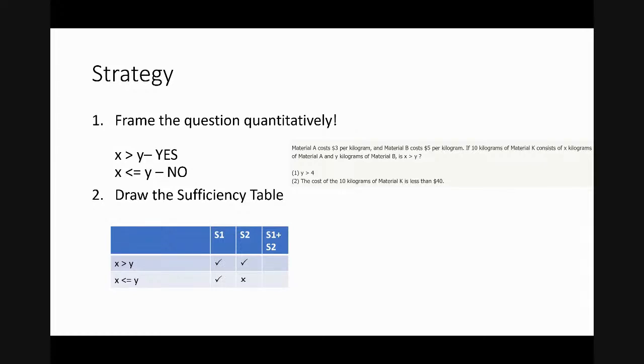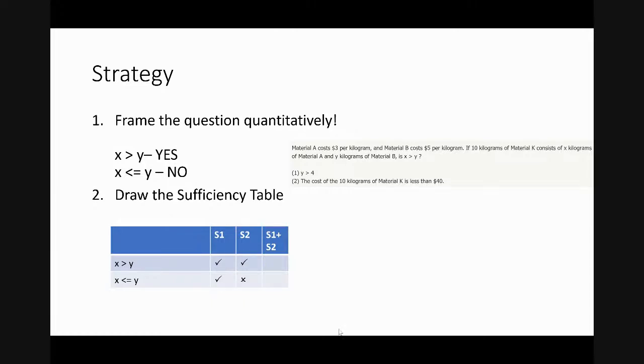All right, so because I have already proven that statement 2 by itself is sufficient and statement 1 by itself is insufficient, I don't need to even go to statement 1 plus statement 2. That is not necessary at all, right? So I'm going to move to the next question, right?